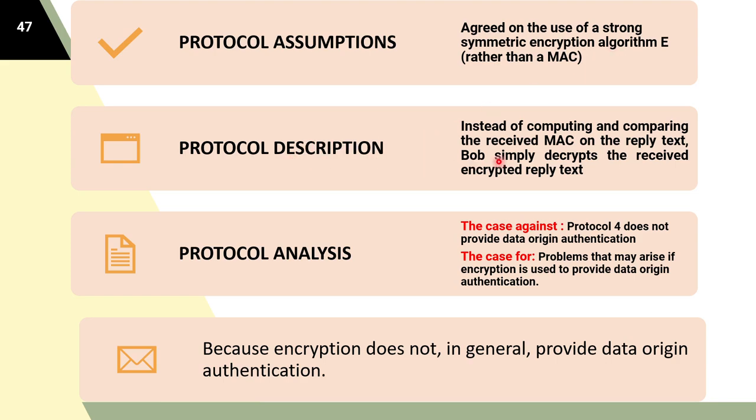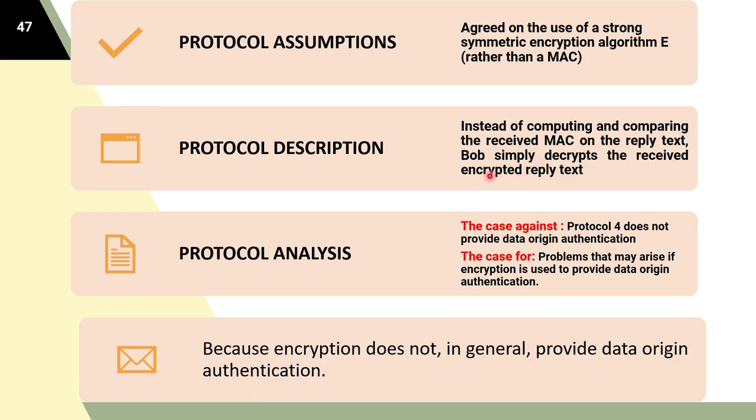And what is the protocol description? Instead of computing and comparing the received MAC on the reply text, Bob will simply decrypt the received encrypted reply text. If a MAC is there, then Bob also has to perform the computation on the messages received. For that, Bob also performs the function to generate the MAC, and after that it has to compare it with Alice's MAC. If both are the same, only then it indicates that he is receiving the message from Alice. That one you can avoid using encryption.